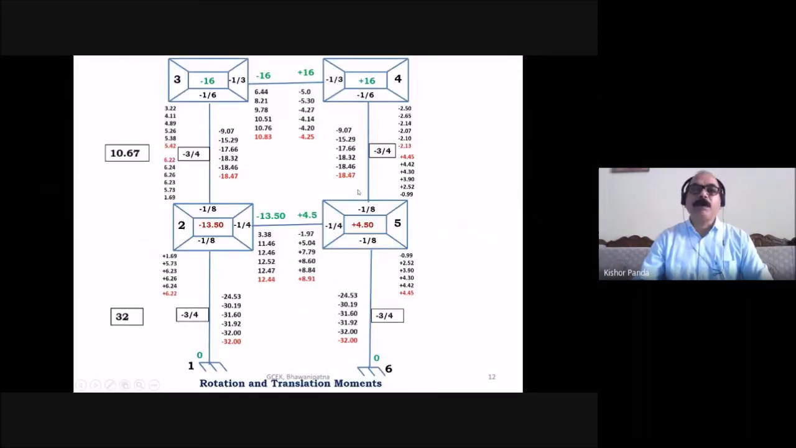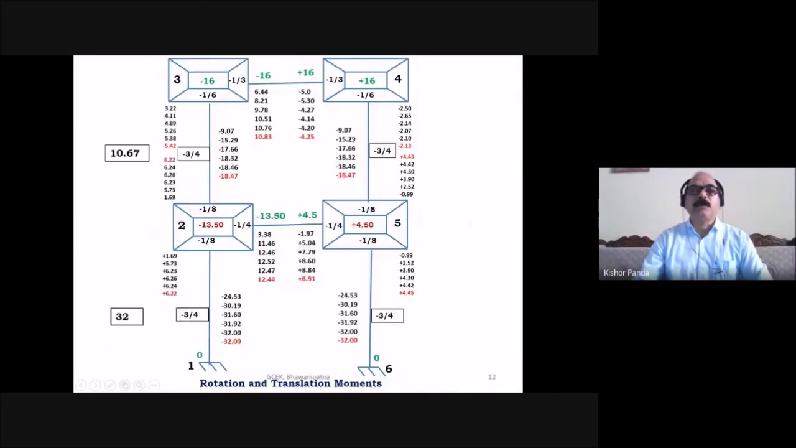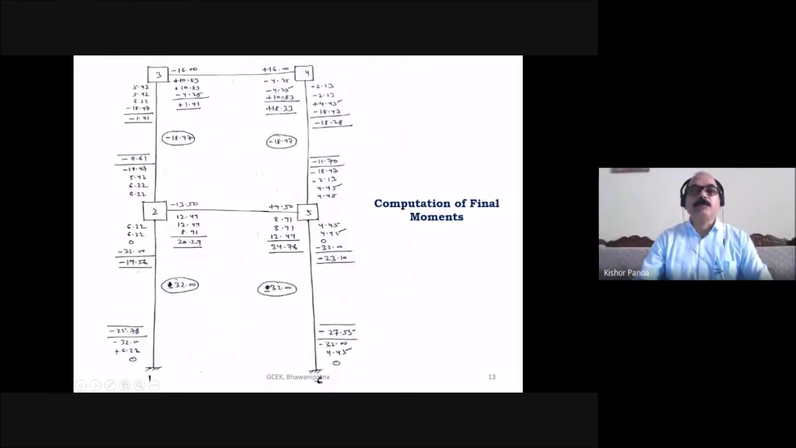Similarly, find out M45. This is the near end, and you have to consider the far end. 0 plus 2 into minus 2.13 plus 4.45 minus 18.47. So this is the final moment. Similarly, here also the final moment is minus 4.25 minus 4.25 plus 10.83. Similarly, here also this is the final moment.